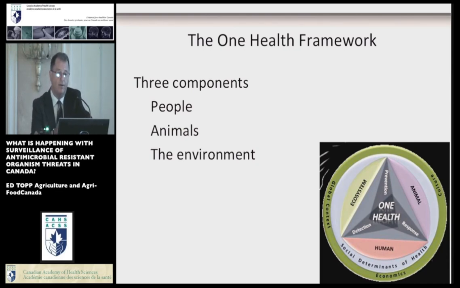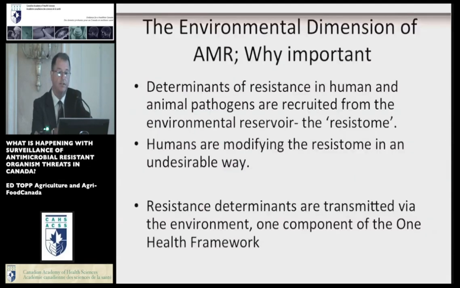So the One Health framework has three components: people, animals, and the environment within which these creatures live. We live in the other creatures. Why is the environmental dimension of AMR potentially important? A couple of reasons. Where do AMR genes in human pathogens come from? We think they come from microorganisms from the pangenome of the microbial world. Where are those microorganisms? They are in the environment.